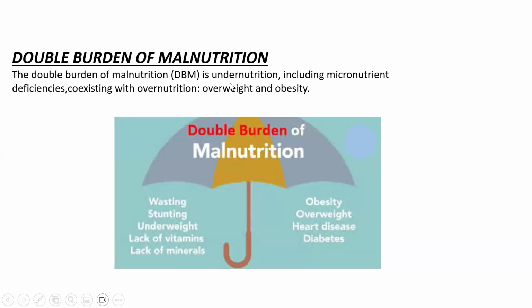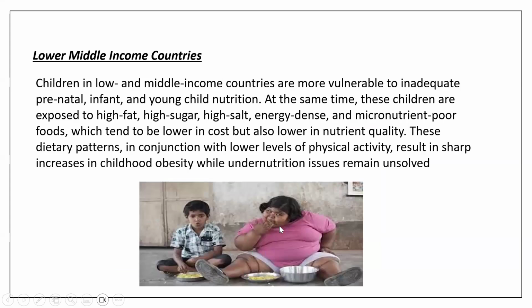Double burden of malnutrition. It is a coexistence of overnutrition with undernutrition. Double burden of malnutrition is a condition in which wasting, stunting, underweight, and lack of minerals and vitamins coexist with obesity, overweight, heart disease, and diabetes in the same population at the same time.